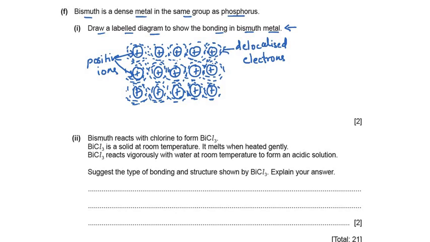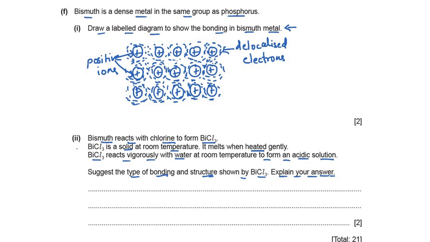Now the next sub question says bismuth reacts with chlorine to form BiCl3, that is bismuth trichloride. BiCl3 is a solid at room temperature. It melts when heated gently. BiCl3 reacts vigorously with water at room temperature to form an acidic solution. Suggest the type of bonding and structure shown by BiCl3. Explain your answer. Now remember, there are two parts to this question. It says suggest the type of bonding and its structure, and explain your answer.